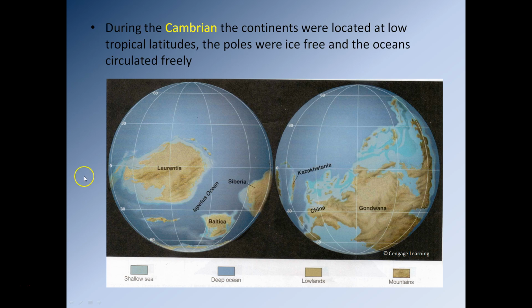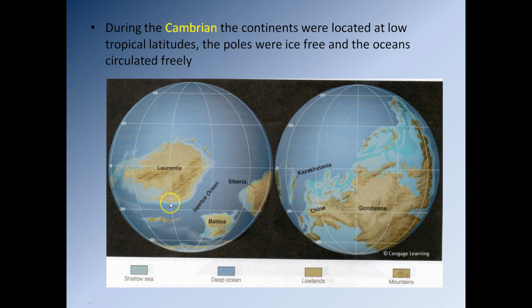So we can see we have a few important things going on. So here's Avalonia down here. Here's Baltica over here. On the other side, so there's Siberia there. We have Kazakhstan here, China, and here we have Gondwana. Okay, and you can see this is a very, very large piece of continental crust here. And we can see that it's located essentially in very high southern latitudes. So you'll notice no ice at either pole. That tends to suggest the global climate was on the whole quite warm.